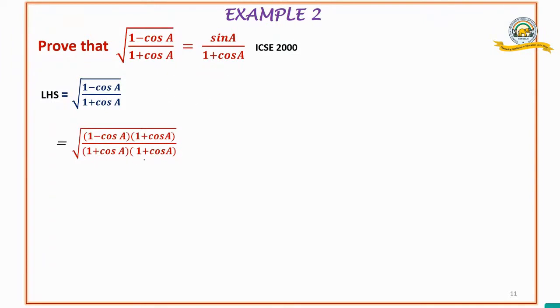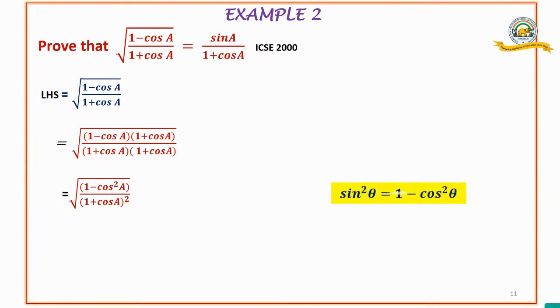But I cannot just multiply the denominator by 1 plus cos A. We know in a fraction, if I multiply the denominator by something, we have to do the same thing in the numerator. So I multiply the numerator and the denominator both by 1 plus cos A. Now, what happens here? The numerator becomes 1 minus cos A into 1 plus cos A, which is 1 minus cos square A, and 1 plus cos A whole square in the denominator.